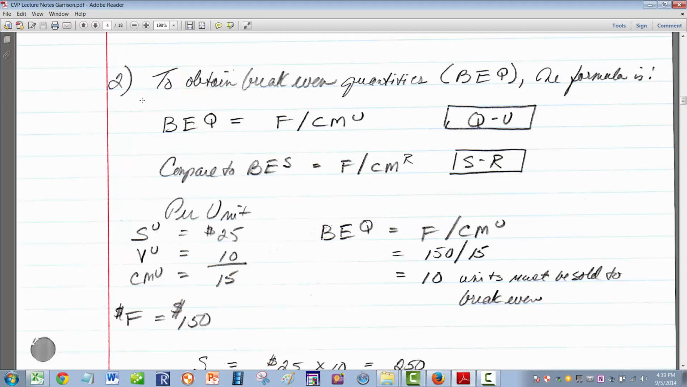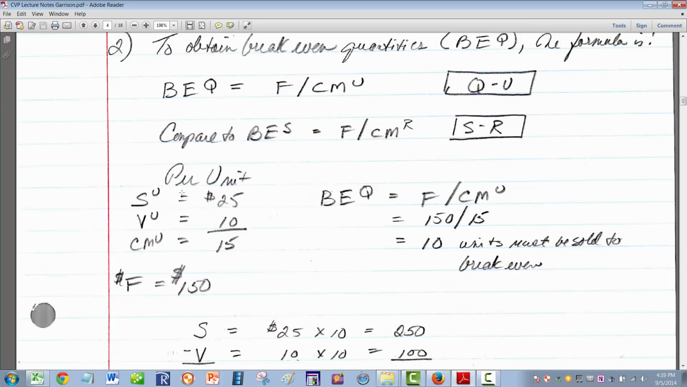All right, so now let's talk about break-even quantities. So we looked at break-even sales. Now let's talk about break-even quantities. This is break-even with the superscript Q, right? Well, just like there was sales and ratios, the way to remember this is quantities always means that you're going to be looking at contribution margin on a per unit basis. So you're going to be looking at per unit. We compare this to break-even sales where we're looking at sales and ratios.